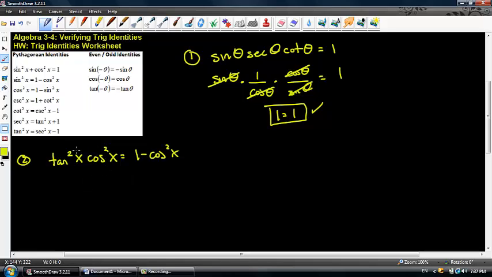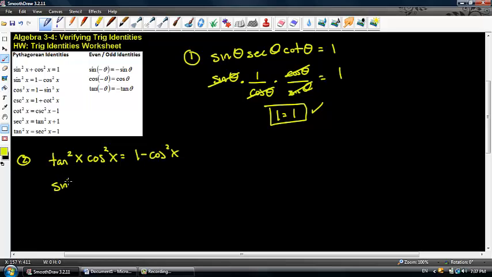Personally, I feel that this left side is more complicated than the right side because I've got a 1 here, I've got a negative cosine squared. I could change this into sine squared x using a Pythagorean identity, but it's not really going to get me anywhere. So instead, I'm going to mess with this side because tangent is something a little more complicated.